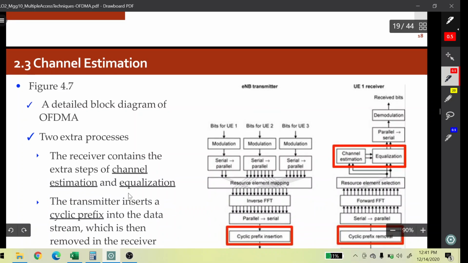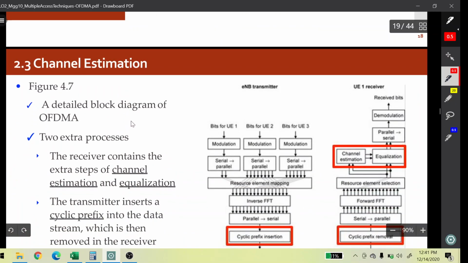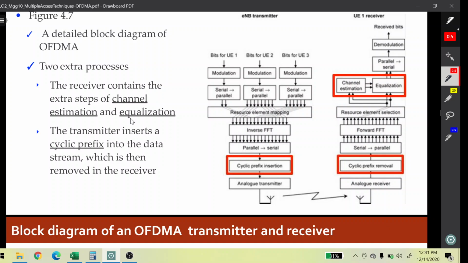And then the channel estimation. In LTE, especially in OFDMA, besides the main process in OFDMA over here, we add what we call cyclic prefix insertion. This is the cyclic prefix process introduced in OFDM and OFDMA, right? What is the cyclic prefix? Cyclic prefix is the guard interval or guard period to separate each of the subcarriers in order to avoid interference.